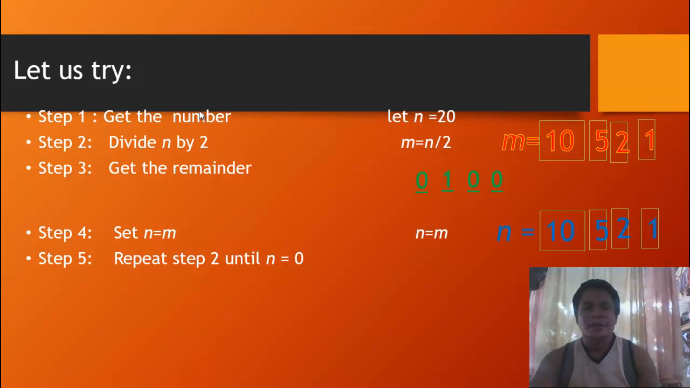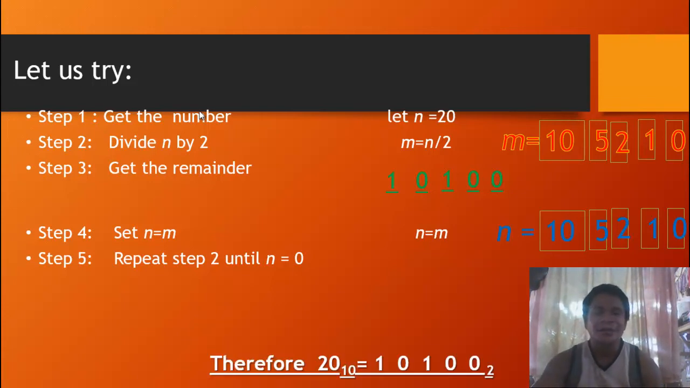Since 1 is not equal to 0, we go back to step number 2 again. 1 divided by 2 is equal to 0, and the remainder is 1. And n becomes 0. Since n is equal to 0, we have to stop. We have already the number. Therefore, 20 base 10 is equal to 10100 base 2.